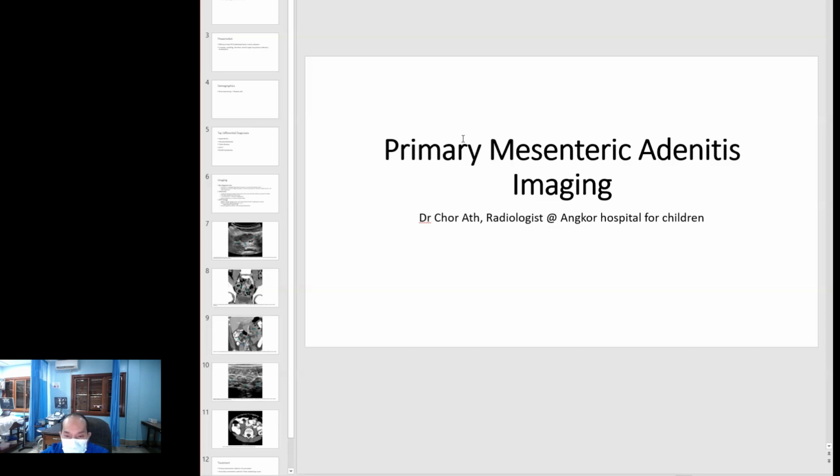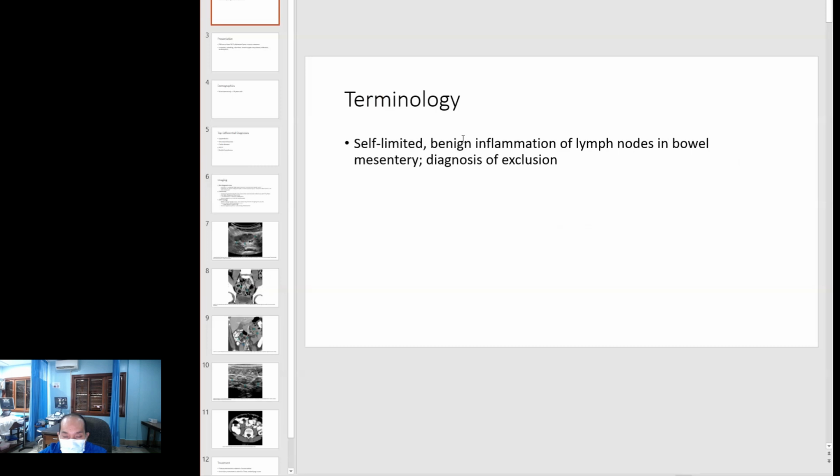Hello everyone, today I'm going to show you about primary mesenteric adenitis imaging. Terminology: mesenteric adenitis is a condition of self-limited benign inflammation of lymph nodes in the bowel mesentery. It is a diagnosis of exclusion.